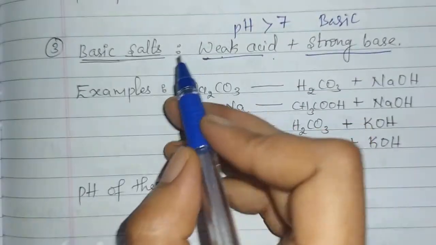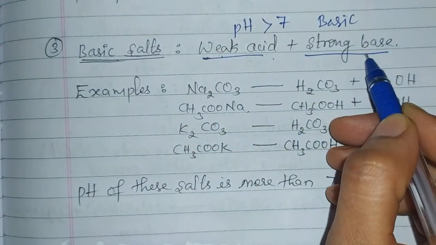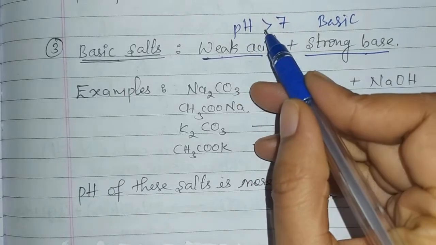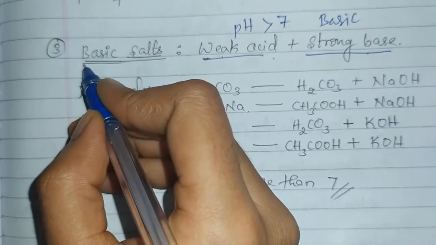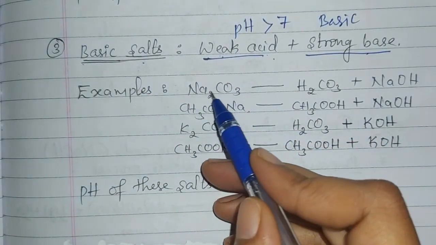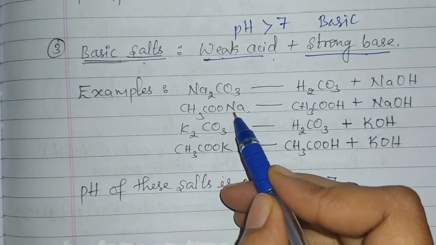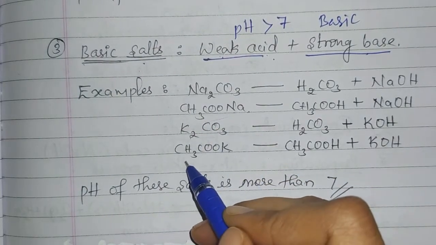Therefore, the salt formed when a weak acid reacts with a strong base has a pH value greater than 7. Therefore, that salt is said to be a basic salt. Examples of basic salts are sodium carbonate, sodium acetate, potassium carbonate, potassium acetate.